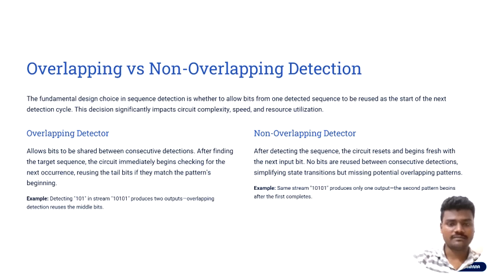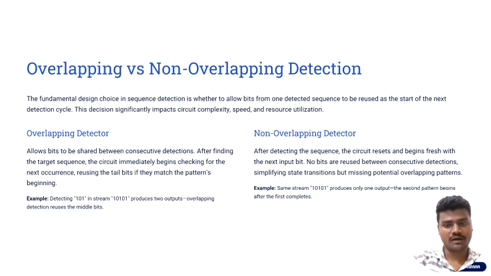An overlapping detector allows bits to be shared between consecutive detections. After finding the target sequence, the circuit immediately begins checking for the next occurrence, reusing the tail bits if they match the pattern beginning. Example: detecting 101 in stream 10101 produces two outputs. Overlapping detection uses the middle bit.